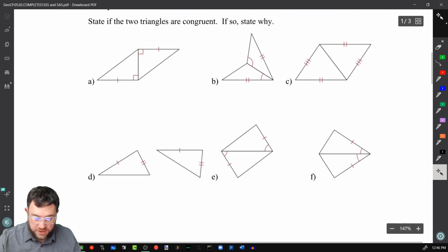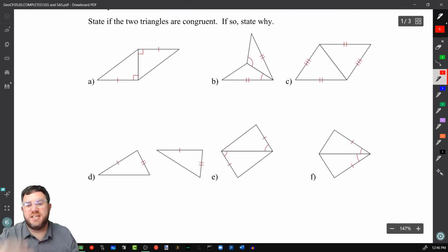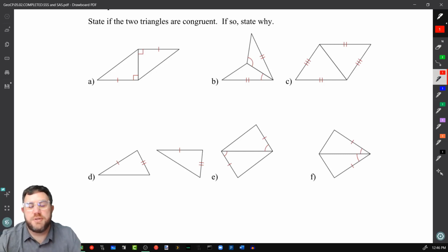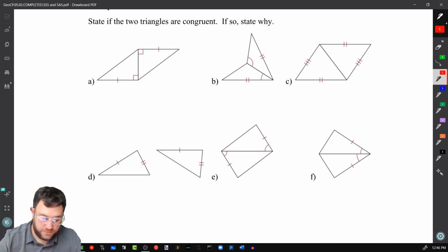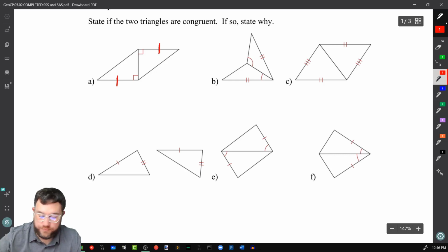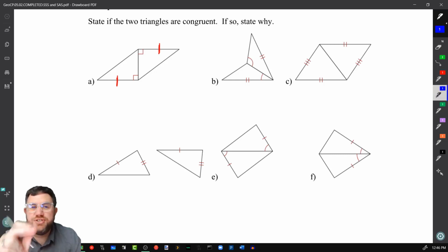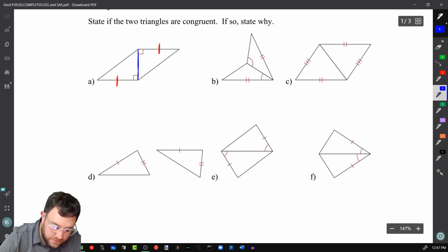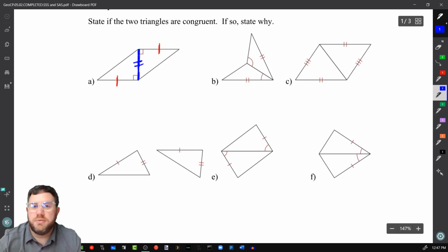So for these 6 problems, we just want to look at these and see if we have enough information to show the triangles are congruent. If we do, we'll give that reason. If we don't, we'll say no, or not enough information. So for A, here we've got these two sides. Now, something should jump out at you immediately when you see this picture and several of these pictures. These share a side. Okay, when they share a side, you mark that side congruent to itself.